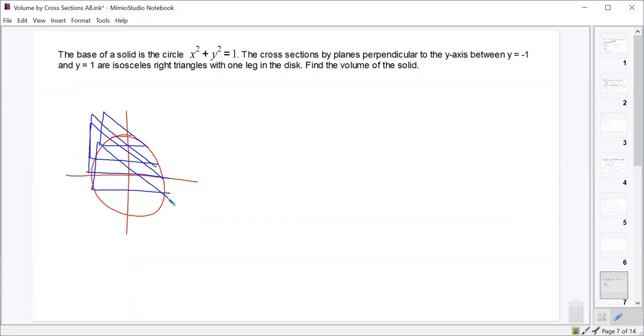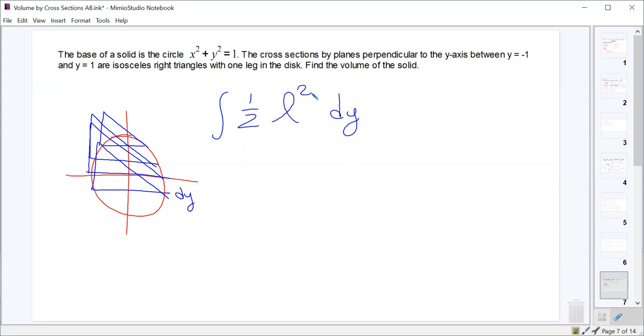Right here? Yes. Wonderful. All right. So what is our integral going to look like? We're going to need to do this one in terms of y, because the thickness of each of these is in the y direction. It's in the up-down direction rather than the left-right direction. And left to right, it's stretching all the way across here. It's not infinitesimally thin in the x direction, but it is in the y. We're going to integrate in y. We know what the area of a cross section is, because these are just isosceles right triangles. That should be 1/2 of this leg squared.